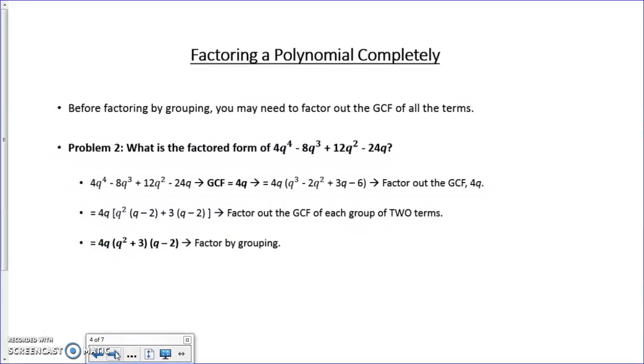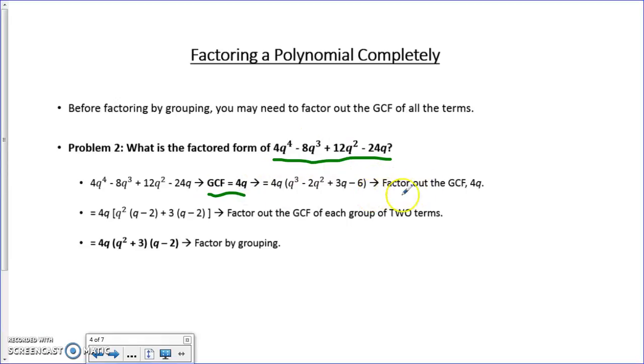Factoring a polynomial completely. Before factoring by grouping, you may need to factor out the GCF of all of the terms. Problem 2. What is the factored form of 4q to the fourth minus 8q cubed plus 12q squared minus 24q? So we have four terms here. Now, they all have q in common, so q has to be part of the GCF. And remember, look at the smallest coefficient. That is 4. And ask yourself, is 4 a factor of all of the other coefficients? In this case, it is. So the GCF is 4q.